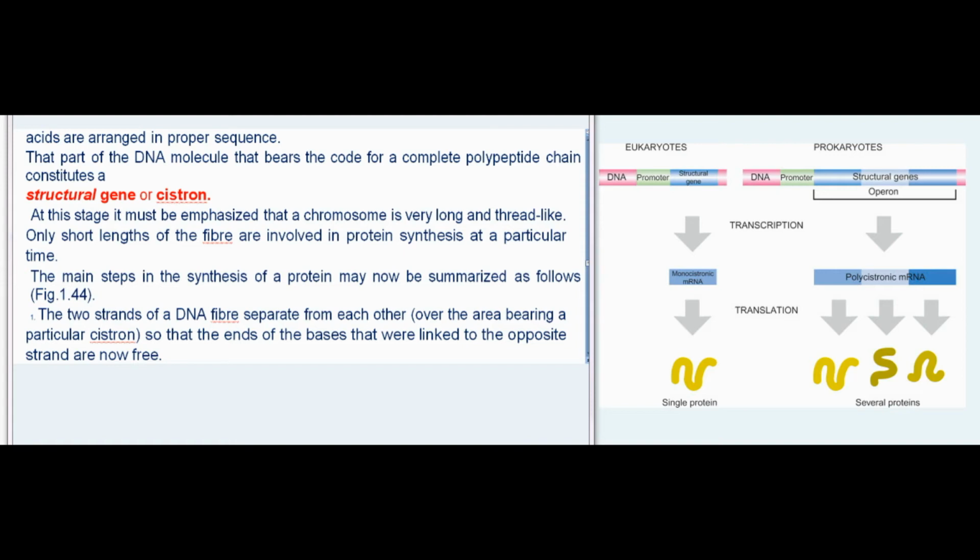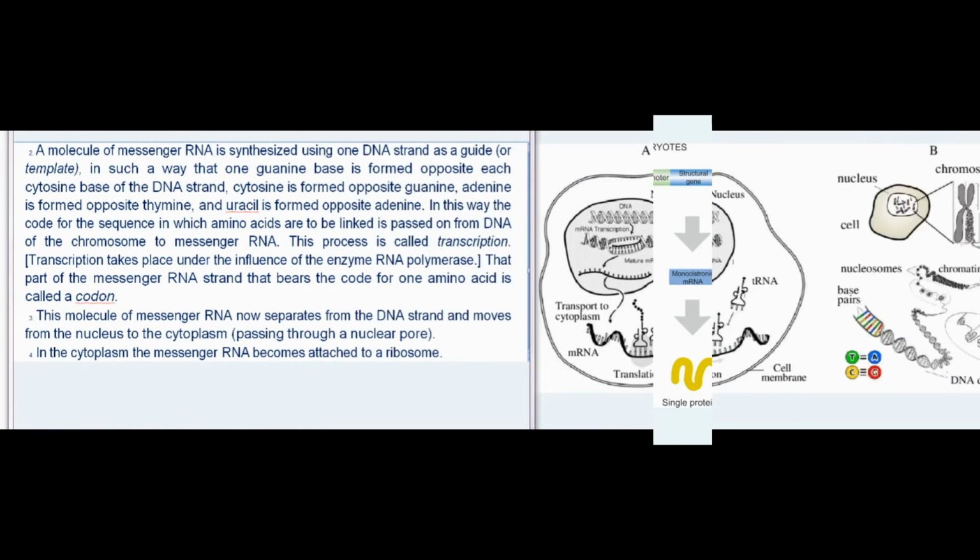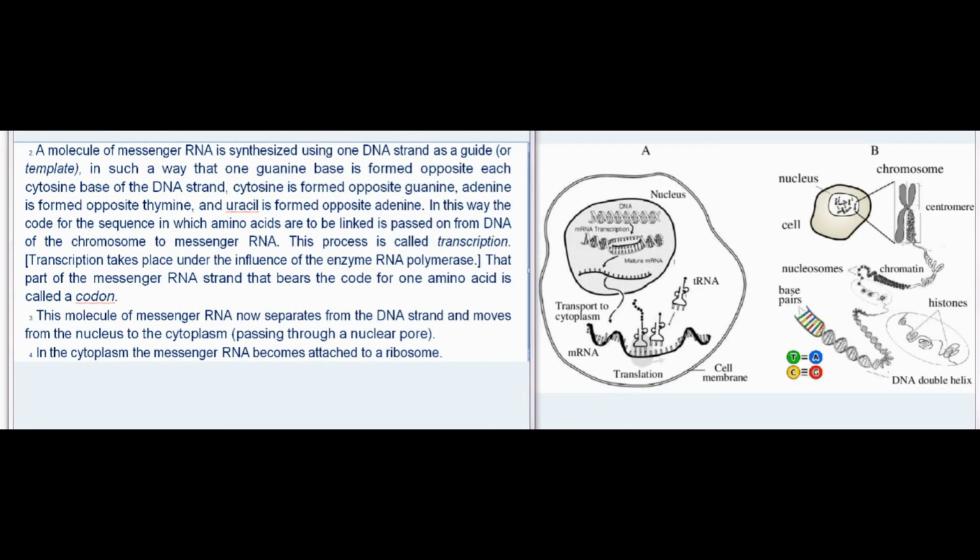The main steps in the synthesis of a protein may now be summarized as follows, Fig. 1.44. The 2 strands of a DNA fiber separate from each other, over the area bearing a particular cistron, so that the ends of the bases that were linked to the opposite strand are now free. A molecule of messenger RNA is synthesized using one DNA strand as a guide, or template, in such a way that one guanine base is formed opposite each cytosine base of the DNA strand, cytosine is formed opposite guanine, adenine is formed opposite thymine, and uracil is formed opposite adenine.